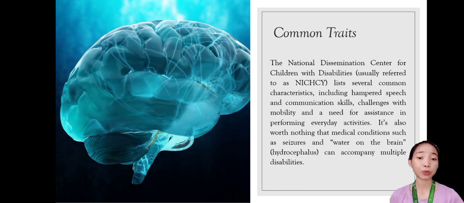They list several common characteristics, including hampered speech and communication skills. So, when we say hampered speech, it means there is difficulty in speaking clearly, such as a lisp or stammer, challenges with mobility, and a need for assistance in performing everyday activities. It's also worth noting that medical conditions such as seizures and water on the brain, or hydrocephalus, can accompany multiple disabilities. According to Mayo Clinic, a seizure is a sudden uncontrolled burst of electrical activity in the brain. It can cause changes in behavior, movements, feelings, and levels of consciousness.